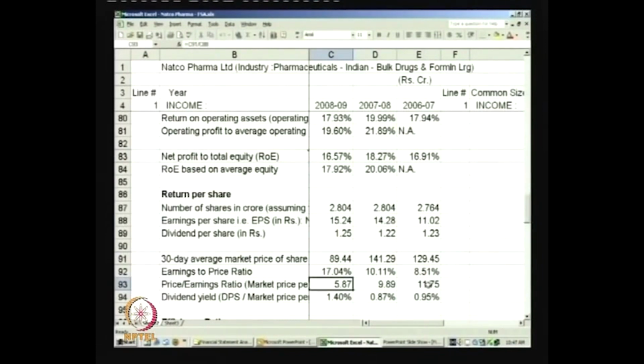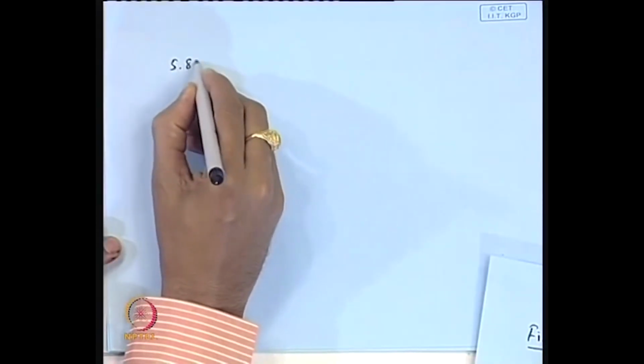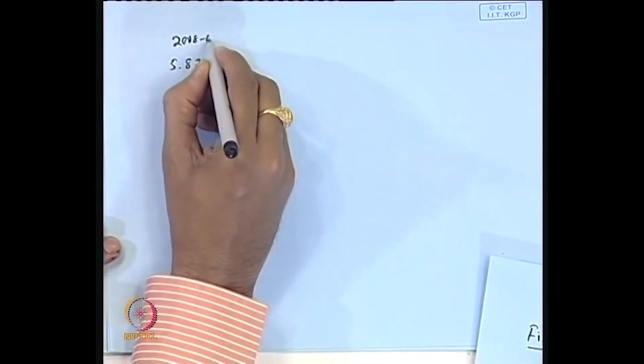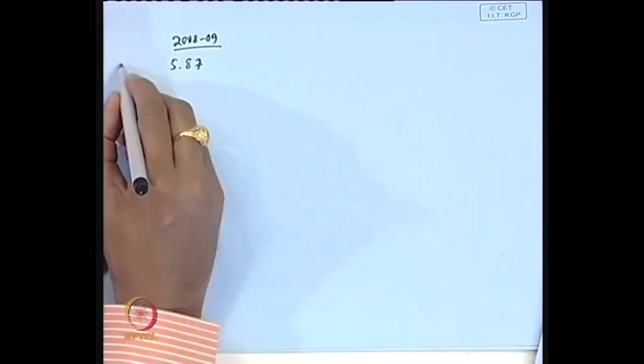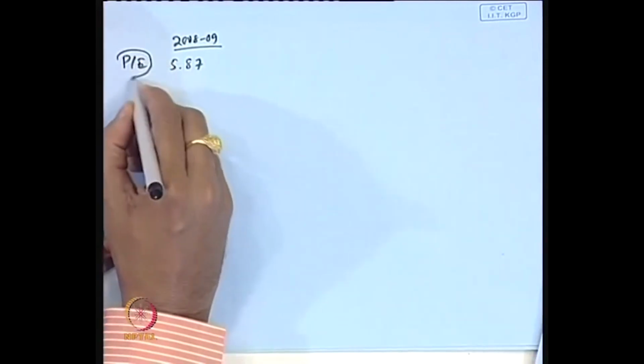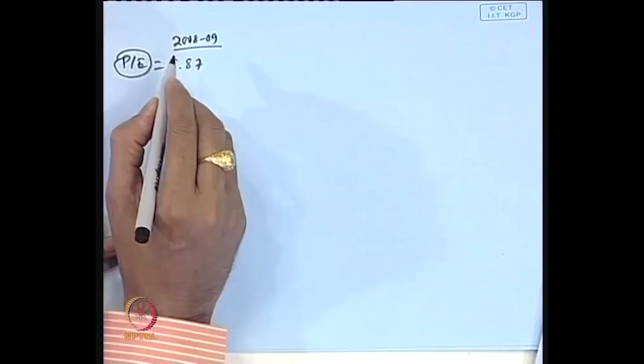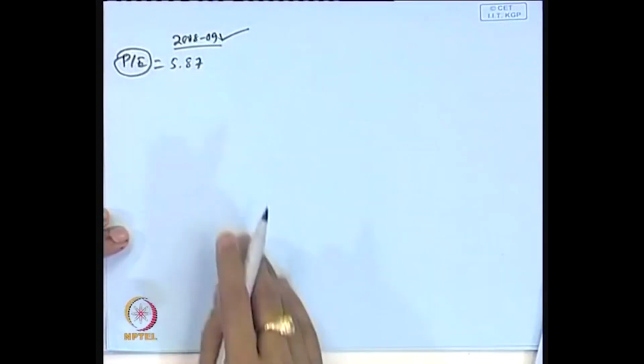Now, what does the price earning ratio mean? Let us say the price earning ratio of this particular company, as in this case, is 5.87 in 2008-9. What does it mean? If this company is going to earn the same amount of earnings per share that it earned in 2008-9, it will take 5.87 years for the company to cover all the price in terms of earnings.